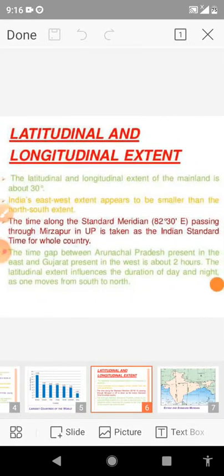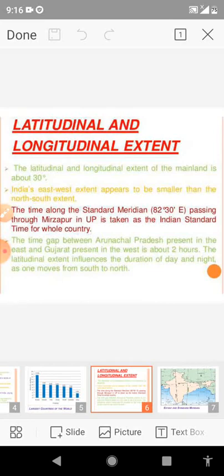Then we will discuss the time gap, or you can say the time lag. There is a time lag of 2 hours, in the sense the sun rises 2 hours earlier in Arunachal Pradesh and 2 hours later in Gujarat, which is the westernmost state of our country. So, what is the reason behind it?